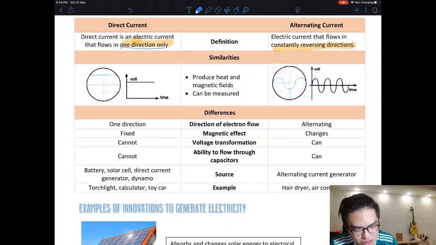Let's look at similarities first. They both produce heat. Not so important, can be measured. Normally they won't ask similarities. Let's look at the difference.